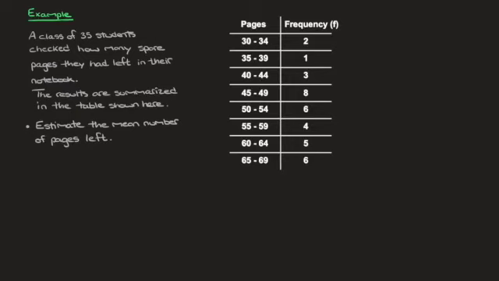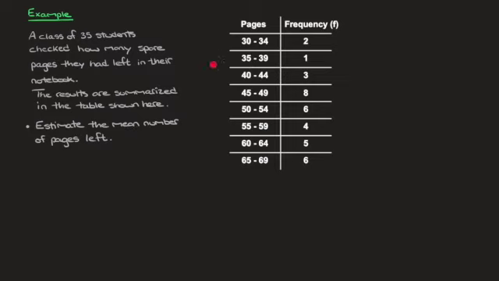In this video, we learn how to estimate the mean of grouped data using the mid-values or midpoints of the groups. And to do that, we're going to work through the example we see here, in which we're told that a class of 35 students checked how many spare pages they had left in their notebook. And the results are summarized in the table shown here. We're then asked to estimate the mean number of pages left.